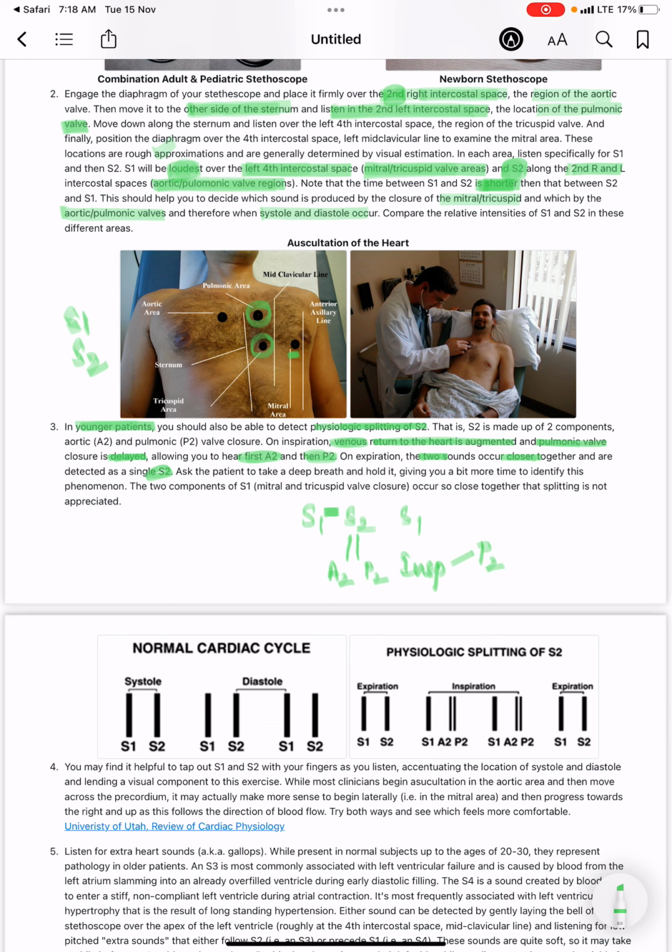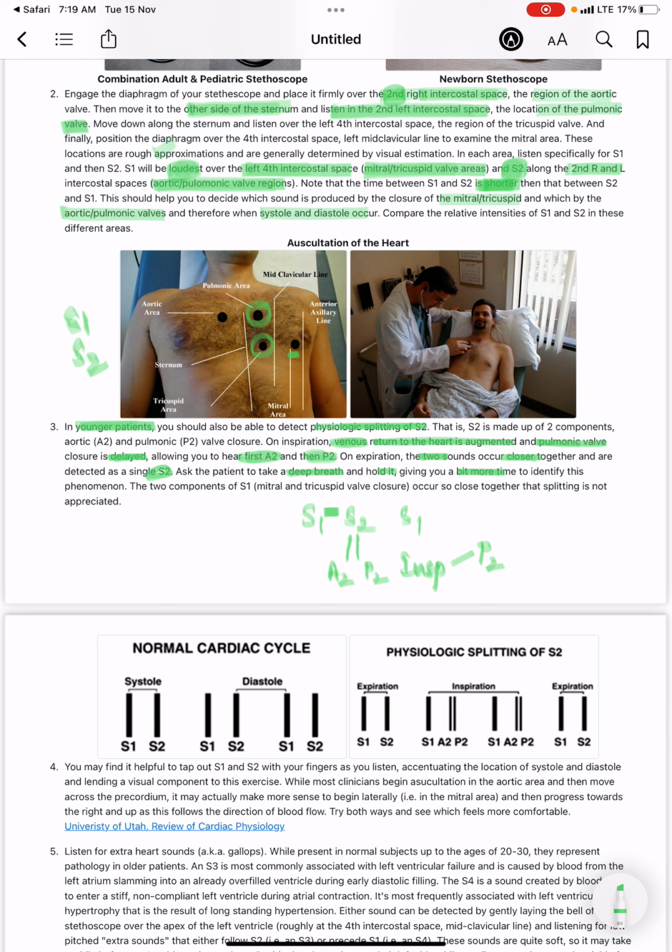Ask the patient to take a deep breath and hold it. That gives you a little more time to identify this phenomenon. That is why you tell the patient to take a deep breath and hold it.